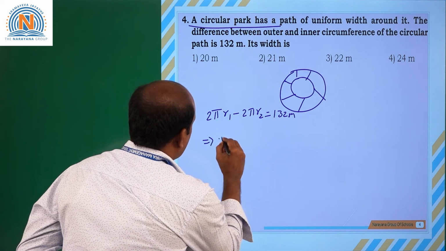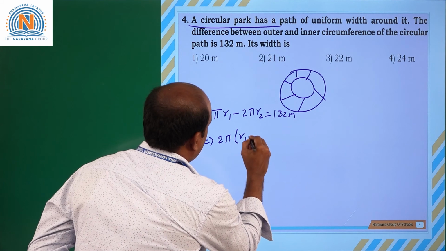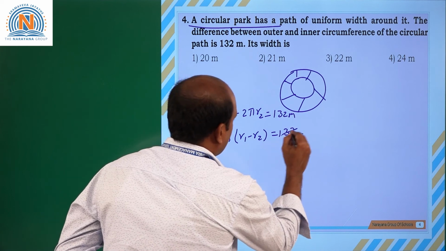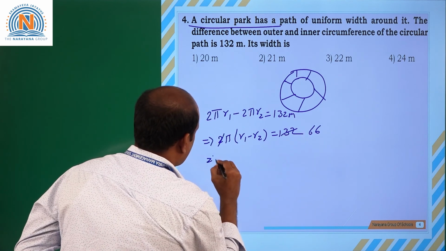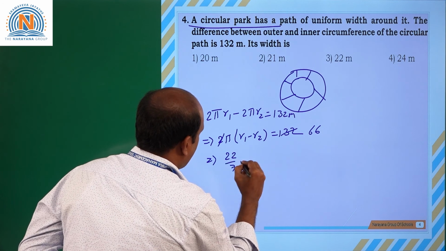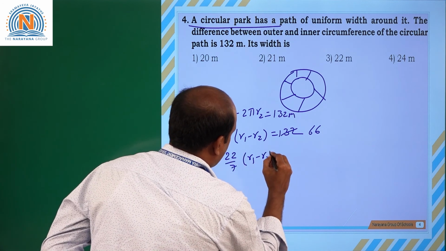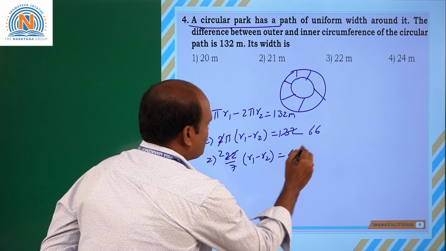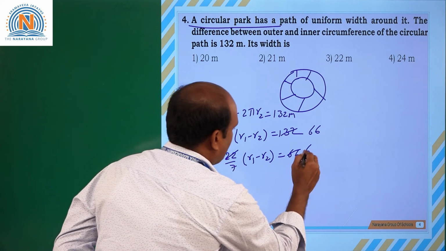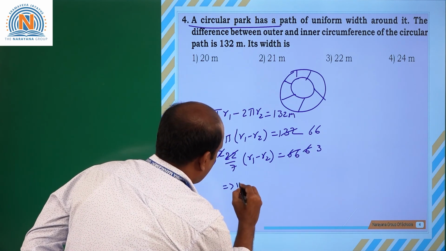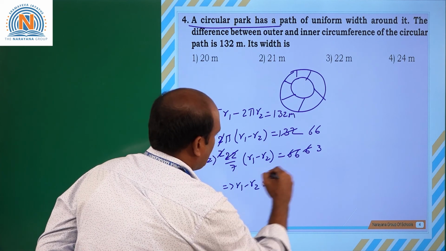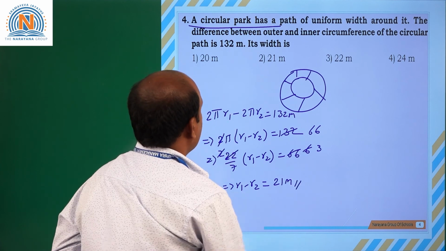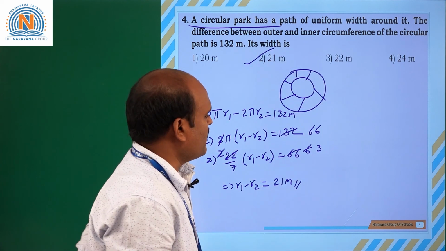That implies 2 pi into R1 minus R2 is equal to 132. So pi is nothing but 22 by 7, into R1 minus R2 is equal to 66, right? 11 twos are 22, 6 elevens are 66, again 2 ones are 2, 2 threes are 6. That implies R1 minus R2 is equal to, by cross multiplication, 3 into 7, 21 meters. So the correct answer is option 2.